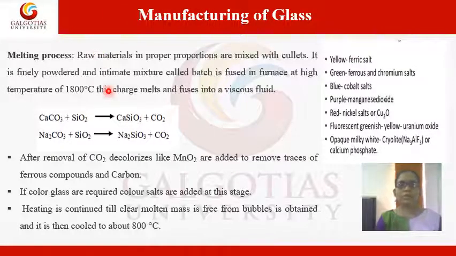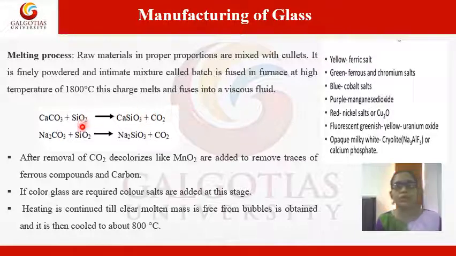Let us discuss the first step involved during the manufacturing of glass, that is the melting process. The raw materials in proper proportion are mixed with the cullets. What are cullets? Cullets are the broken pieces of glass that are mixed with the raw materials. Then it is ground to a fine powder, and the homogeneous mixture, that is called an intimate mixture, is called batch. It will fuse in a furnace at a high temperature of 1800 degrees centigrade.